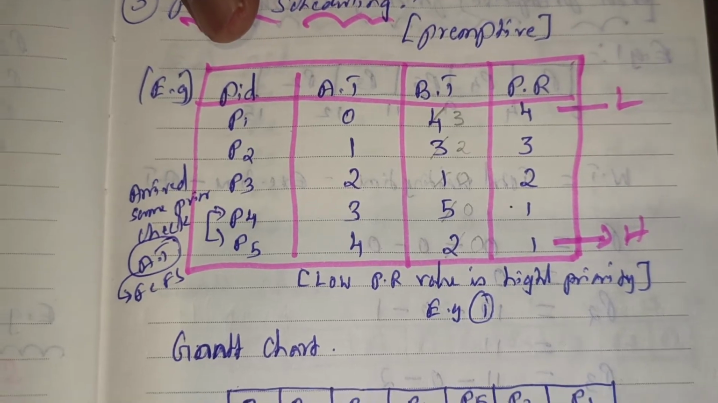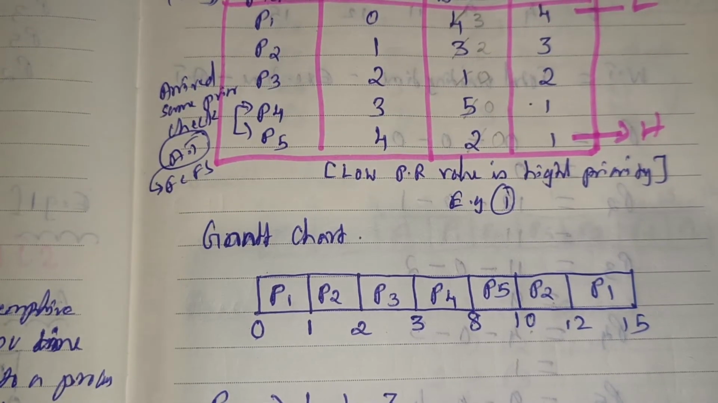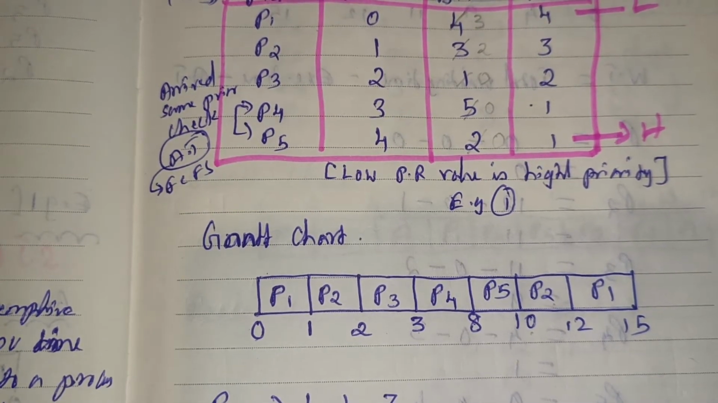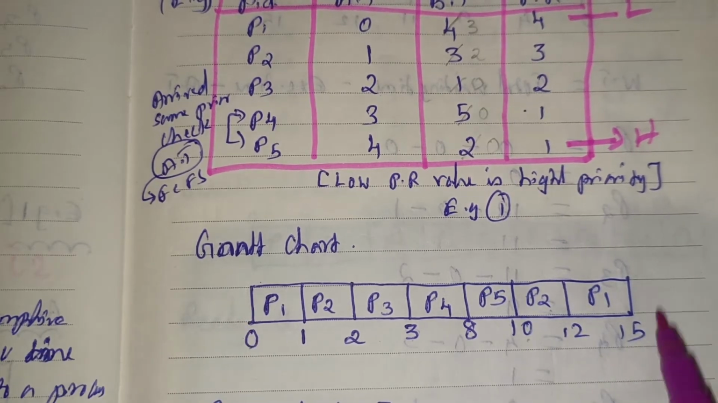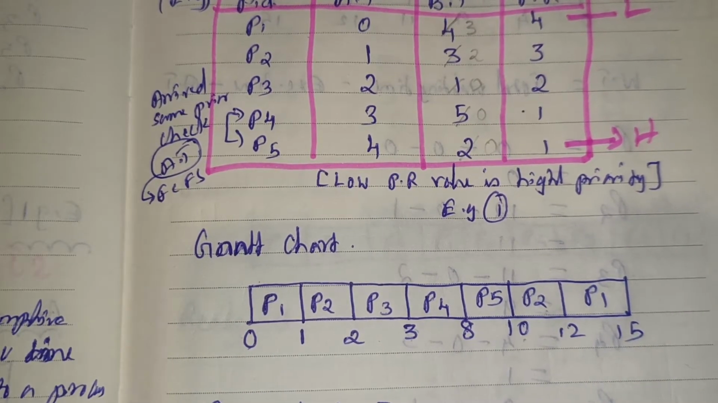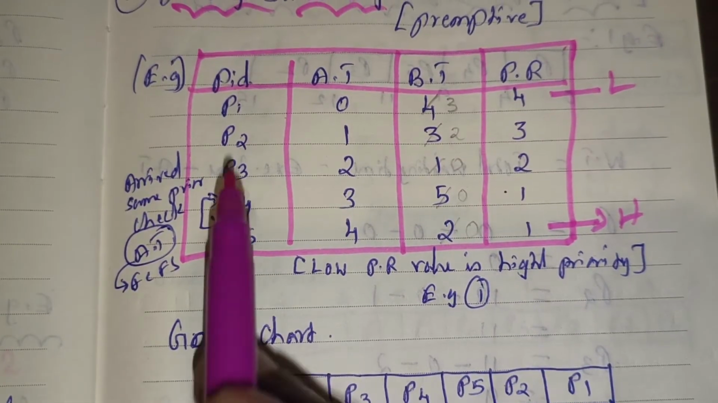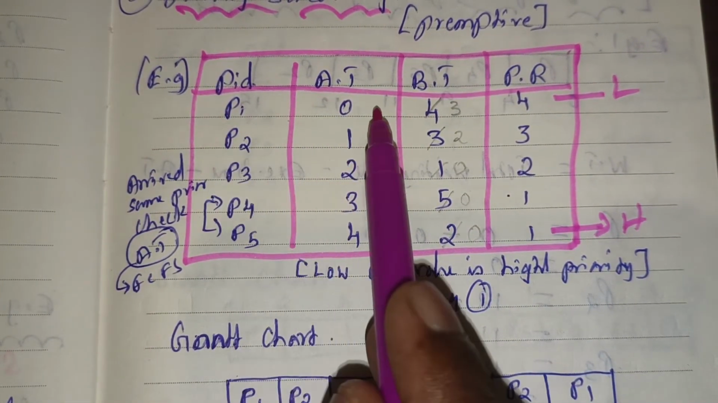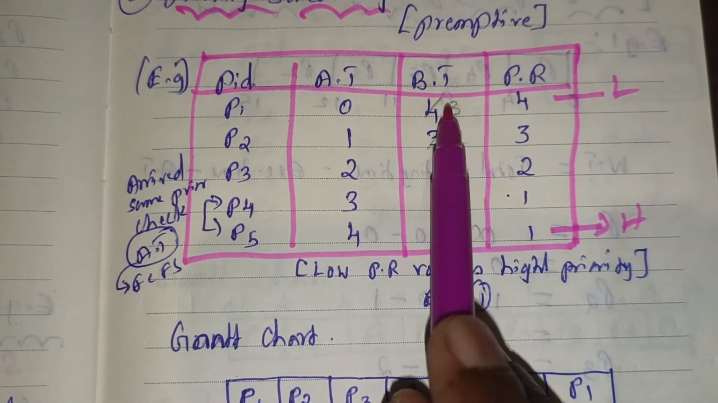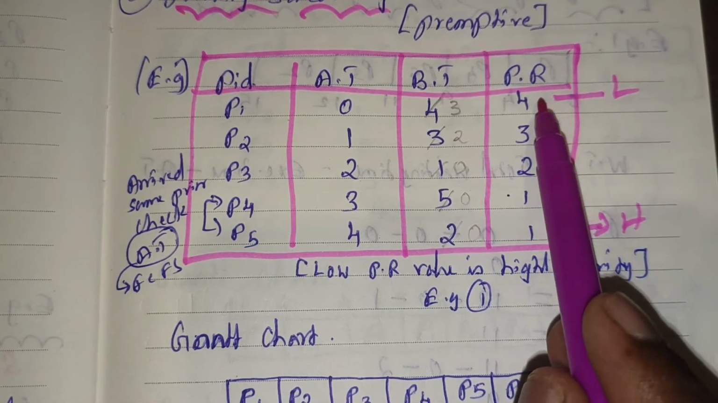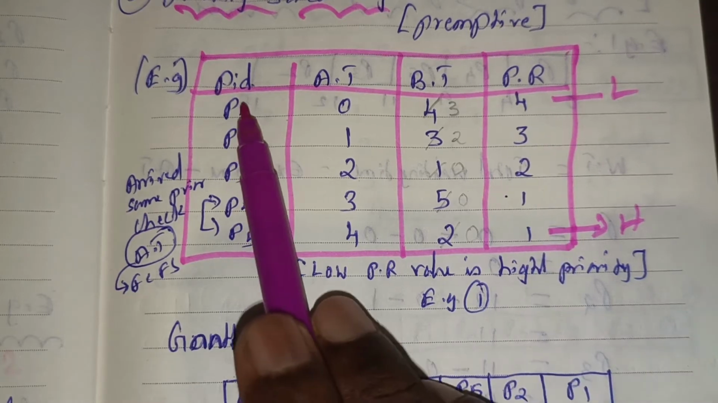Now let's draw the Gantt chart. This Gantt chart has already been drawn for faster understanding. Now we always need to look for which arrives first. Who arrives first here? P1. And what is the burst time? Let's forget about the burst time. What is the priority? Very low, but it is executing first.